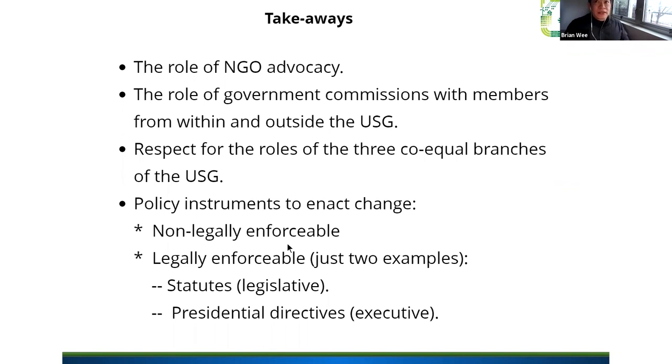Non-legally enforceable documents are things like National Research Council reports. Those are great policy documents to encapsulate the best possible way to move on and make changes, but of course, they have no legal force. The legally enforceable instruments, and we just had two examples of them here, are statutes: acts of Congress that have been signed into law by the president. That is a legally enforceable document. Also presidential directives like executive orders actually have the force and effect of law. So you can be sued, and the Department of Justice can prosecute somebody if they violate a presidential directive or, of course, statutes, which are law. We'll go into this a little bit towards the other parts of the talk.